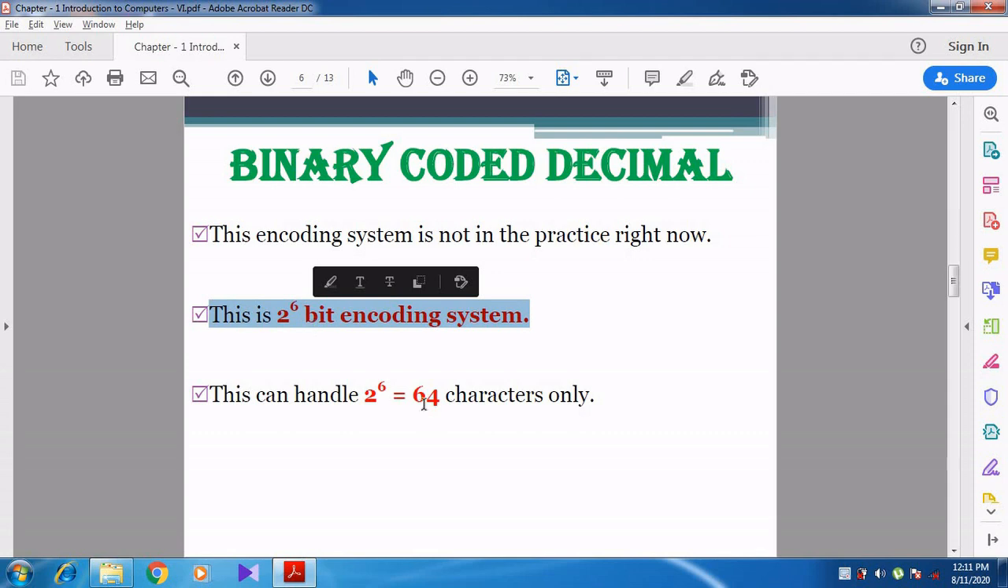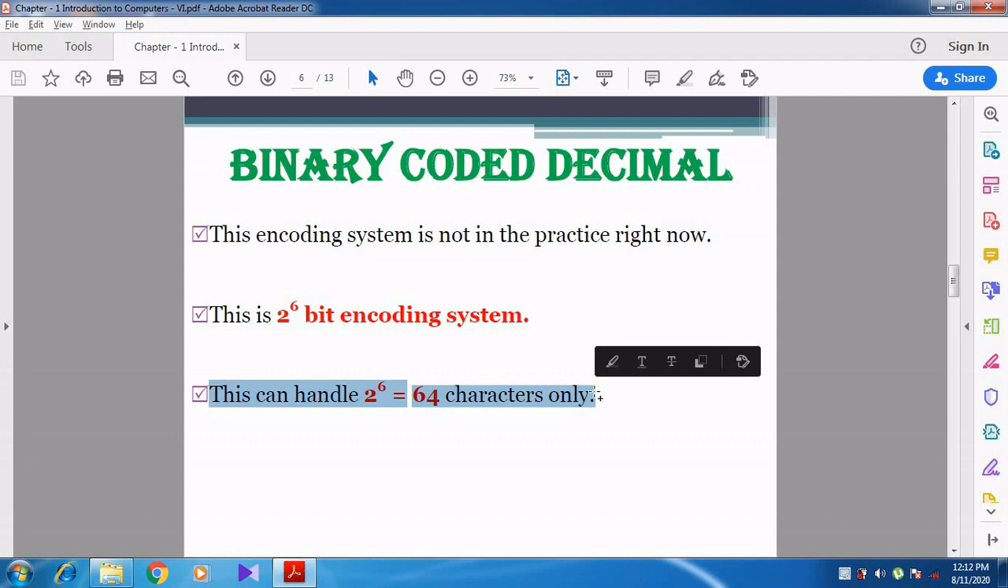So it can handle only 64 characters. It is not able to handle more than 64. That's why we are not following this particular system now, because now we are in the latest generation. We are following the 4th or 5th generation and going for advanced systems. So we are not ready to follow this particular system, because it can handle only 64 characters. So this is binary coded decimal, BCD.